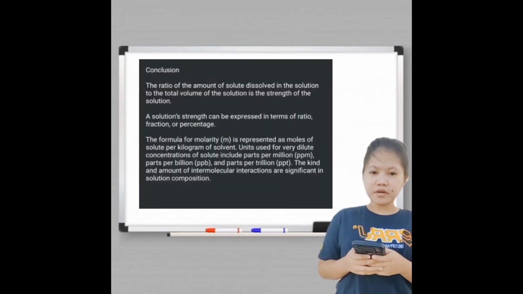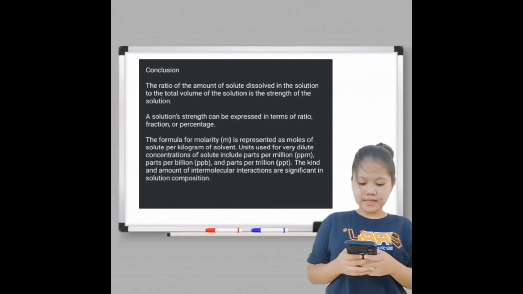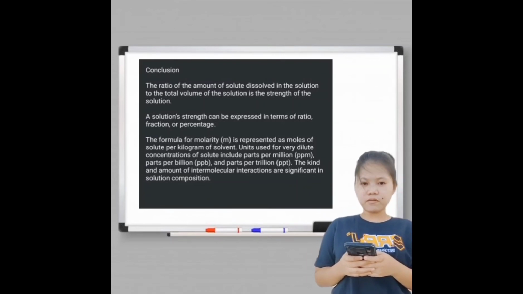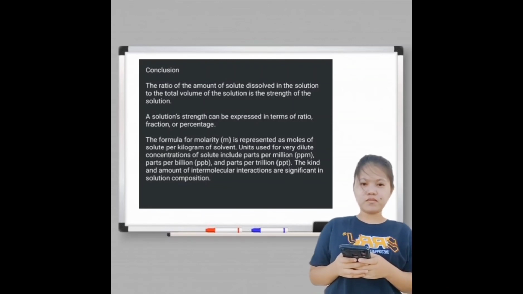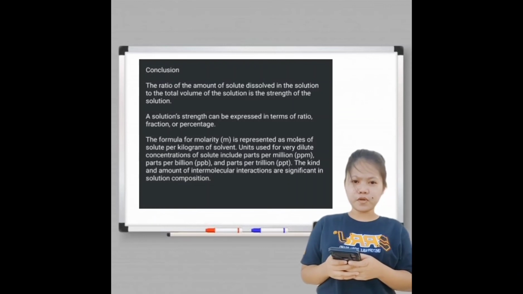Conclusion. The ratio of the amount of solute dissolved in the solution to the total volume of the solution is the strength of the solution. A solution's strength can be expressed in terms of ratio, fraction, or percentage.